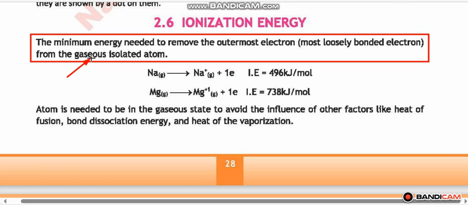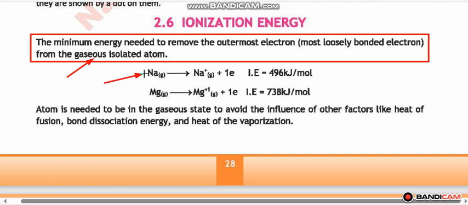What is meant by gaseous and isolated atom? This is the single atom of an element that is obtained by melting an element and then heating again to evaporate it. After its evaporation, its atoms get isolated, and after that we are able to remove an electron or more than one electrons from its outermost shell.